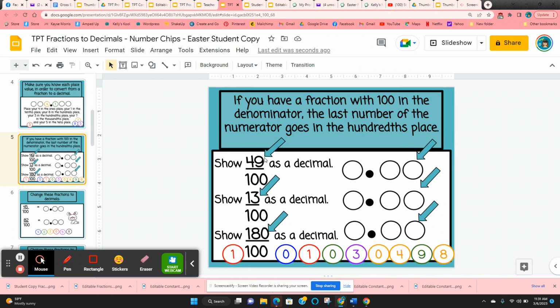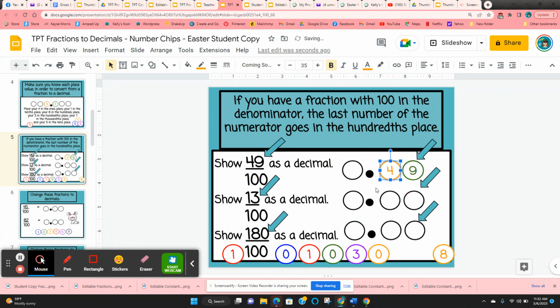Slide 5, now they have fractions that already have 100 in the denominator, and they're going to convert them to a decimal. So the arrows show them what number is going to go in the hundredths place. So in the numerator, it'll be the number on the far right, so that 9 will go in the hundredths place. And then they should be able to place the 4 right in front of it, and then this number would be a 0. And they're going to use, again, every single number. So the 3 here would be in the hundredths place, the 0 in the tenths place.